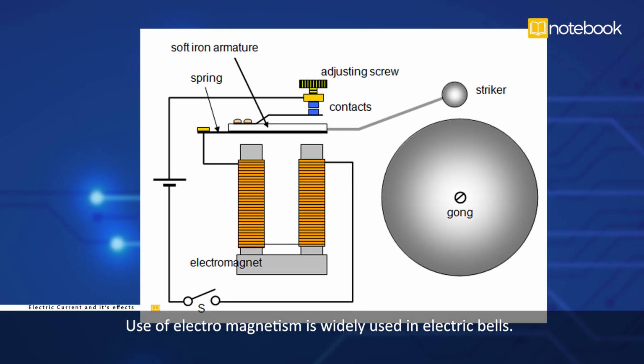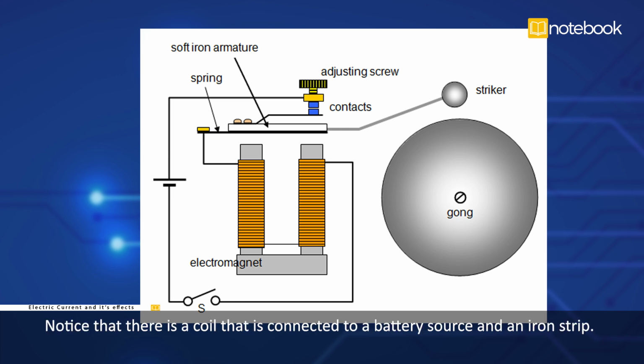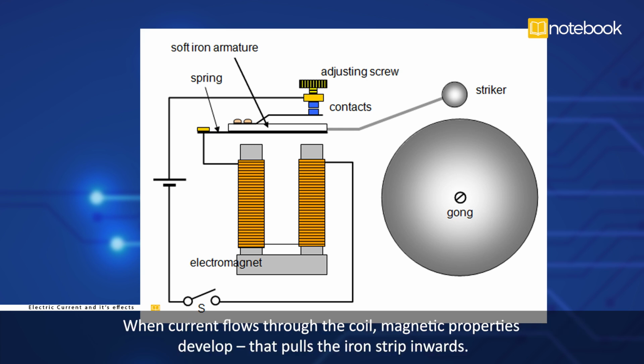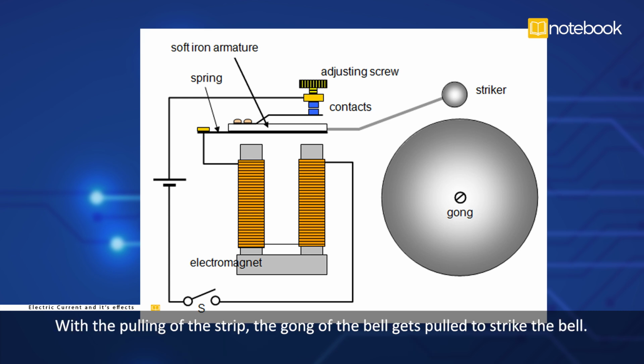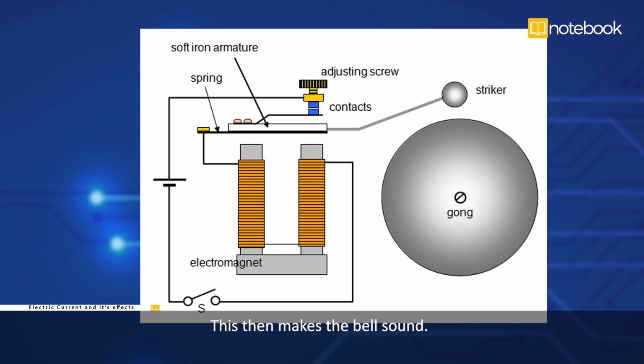Electromagnetism is widely used in electric bells. Notice that there is a coil that is connected to a battery source and an iron strip. When the current flows through the coil, magnetic properties develop that pulls the iron strip inwards. With the pulling of the strip, the gong of the bell gets pulled to strike the bell. This then makes the bell sound.